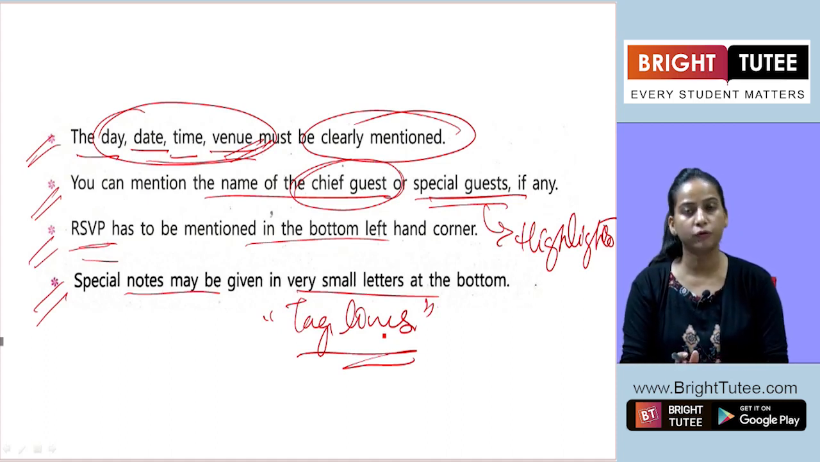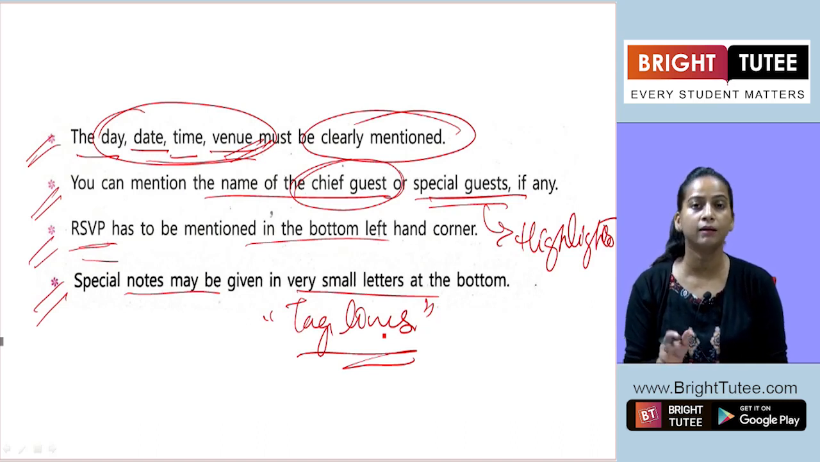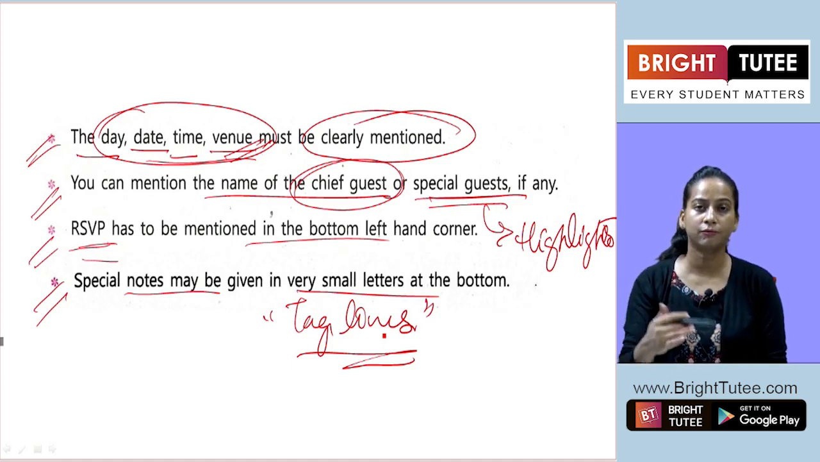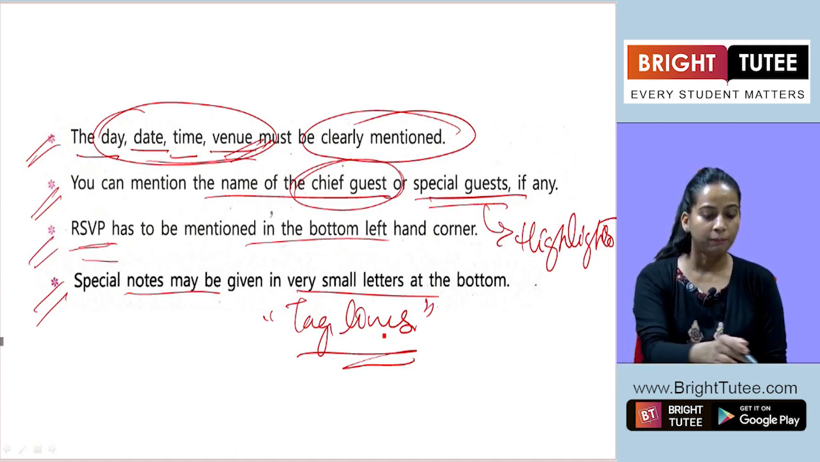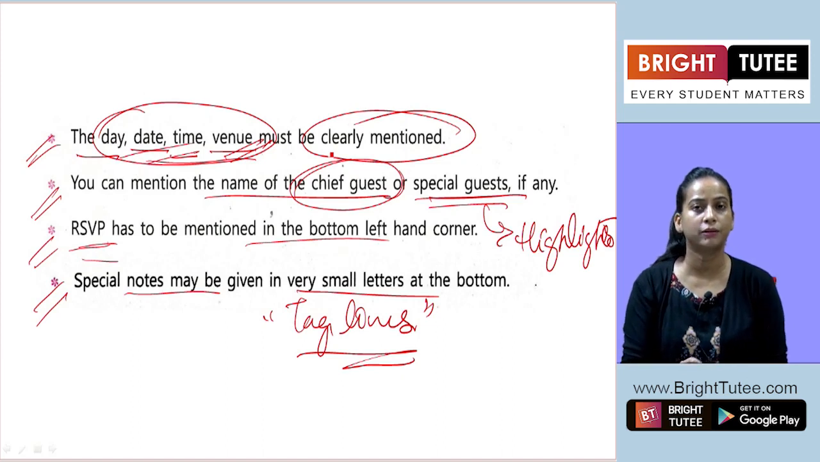So hopefully all the points are clear. What are the different things you need to include? The format is the same, that you have to follow all these things, and most of the time it should be in the sequence. Firstly you are going to mention the name of the host and the hostess, then the occasion. After that you will mention the details related to date, day, venue and the time.